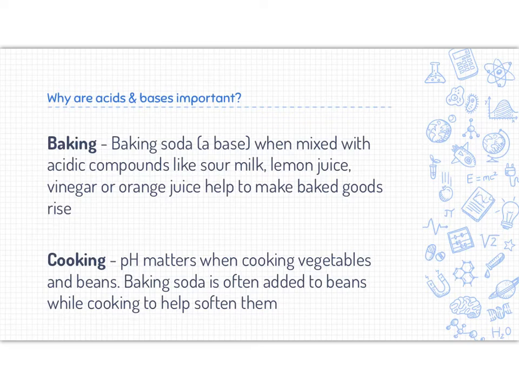So a few examples. Baking. In baking, we use baking soda, and when mixed with acidic compounds like sour milk, lemon juice, vinegar, or orange juice, it helps to make baked goods rise. Cooking. pH matters when cooking vegetables and beans. For instance, baking soda, again, is often added to beans while cooking to help soften them.